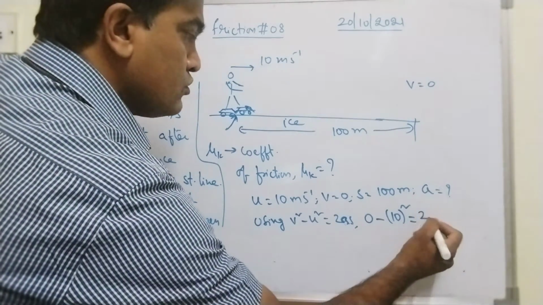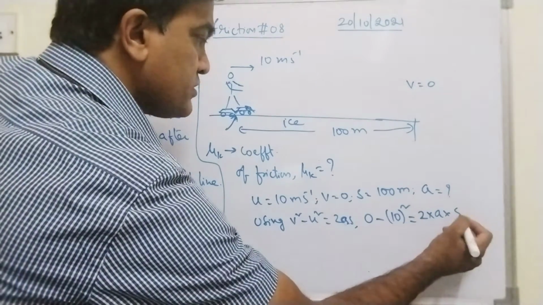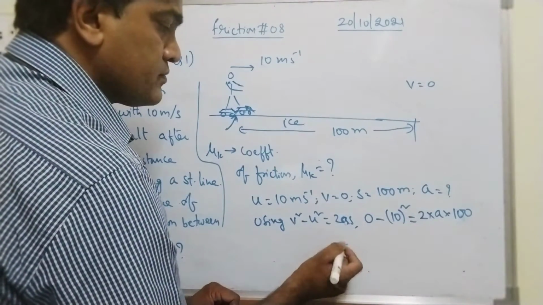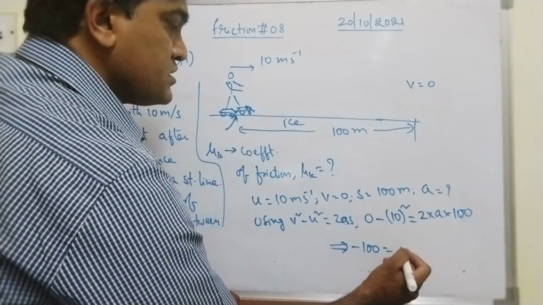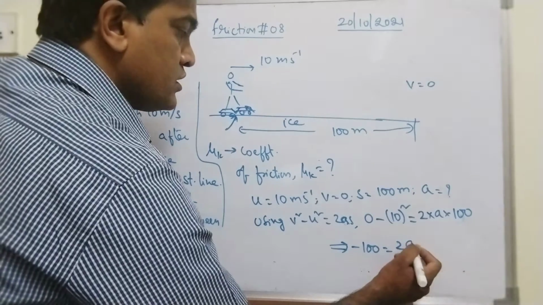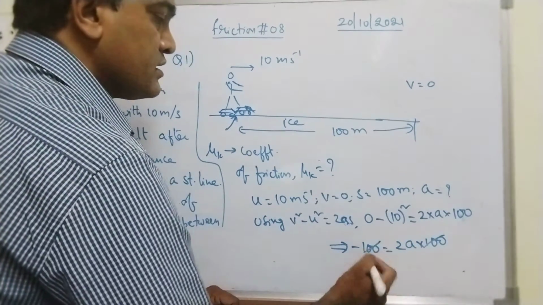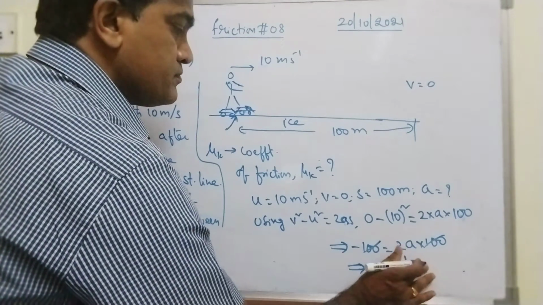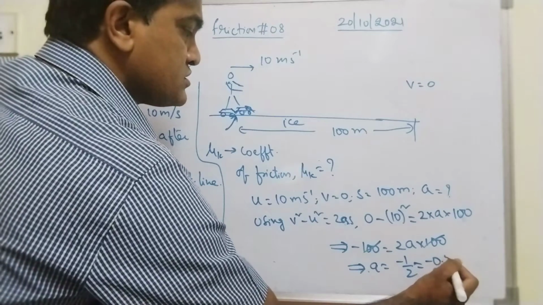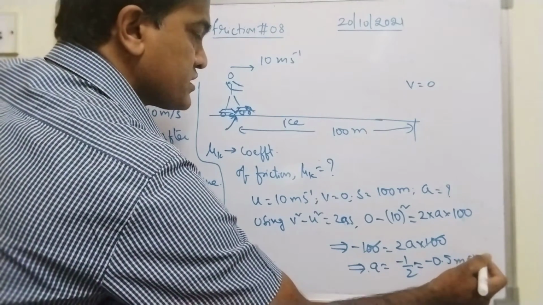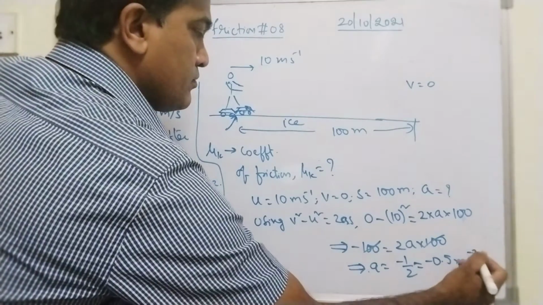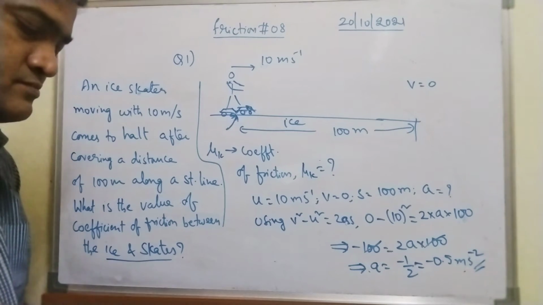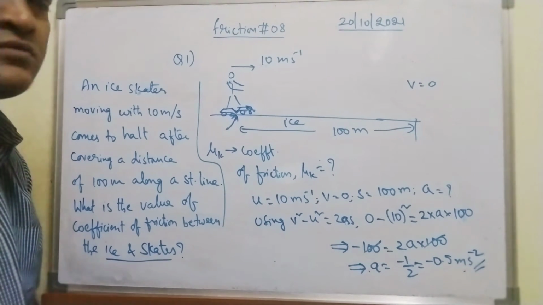2as is equal to 2 into a into displacement traveled, which is 100 meters. Is it not? 100 meters. So what will I get? Minus 100 is equal to 2a into 100. 100 gets cancelled. a is equal to minus 1 by 2, minus 0.5 meter per second square. Minus 0.5 meter per second square. Fine, just note it down.